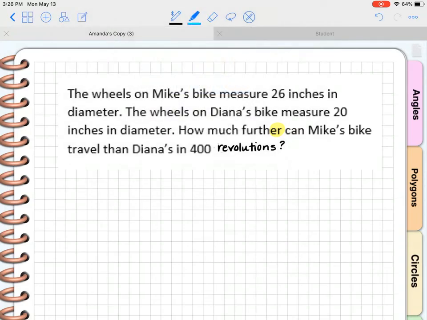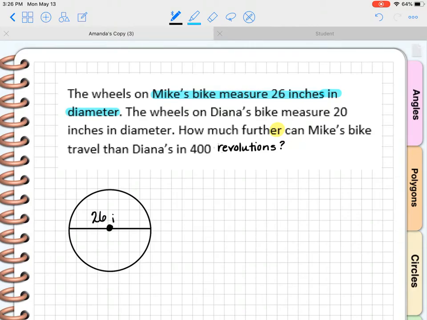Okay, let's break the problem down. We know that Mike's wheels are 26 inches in diameter. So I'm going to stop and draw myself a wheel. Or try to. That's horrible. Let's set the shape tool. Okay, so here's Mike's, and we're going to plot the diameter on there. Mike's wheel is 26 inches in diameter. And this is for Mike's bike.